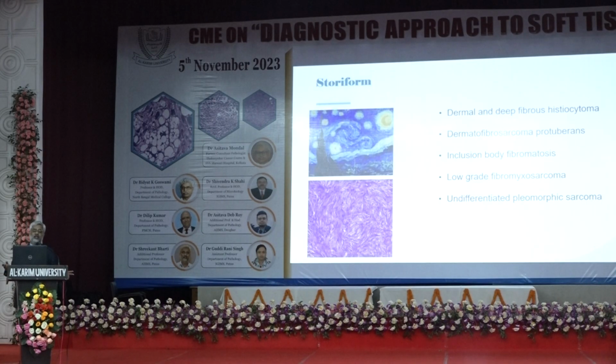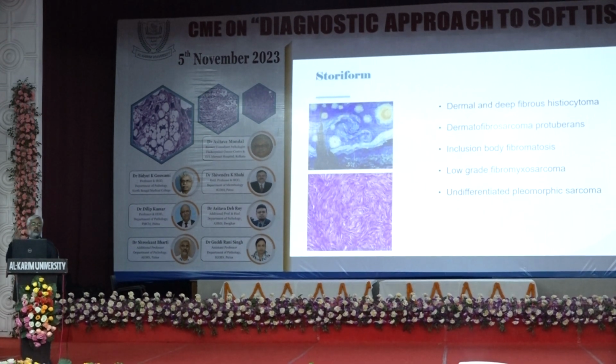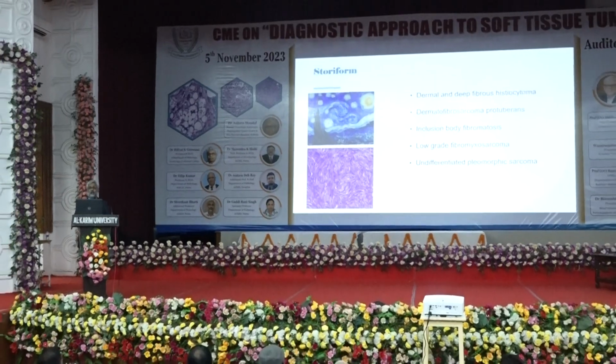So you may find a storiform pattern. Whenever storiform pattern is found, we will have differentials. What are they? DFSP, fibrous histiocytoma, inclusion body fibromatosis, low grade fibromyxoid. So earlier we used to think that storiform pattern means benign fibrous histiocytoma, it's DFSP. So nothing is very unique.